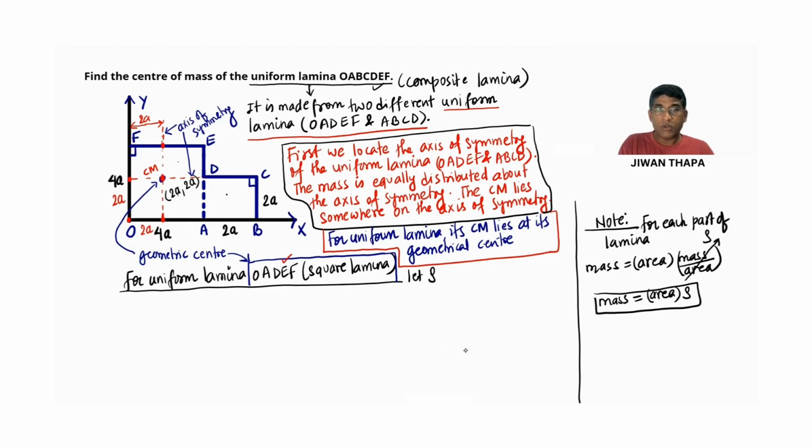Let rho be the mass per unit area of the uniform lamina, that is, the composite lamina O, A, B, C, D, E, F.